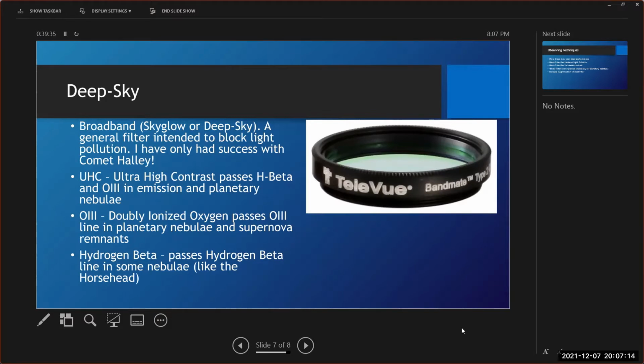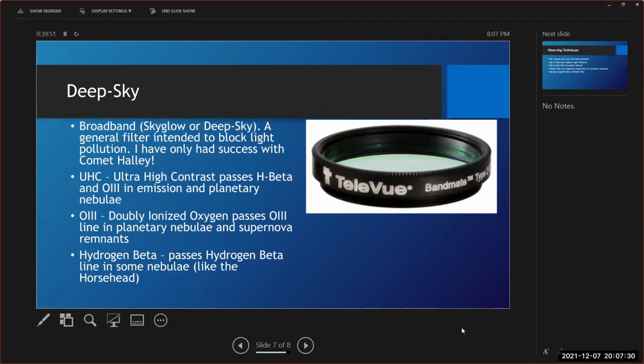If you're looking at a hydrogen alpha object and it blocks a bunch of hydrogen alpha, it's not going to do you any good. You have to learn which kinds of objects emit what kind of light. And that's where the rest of this slide goes.